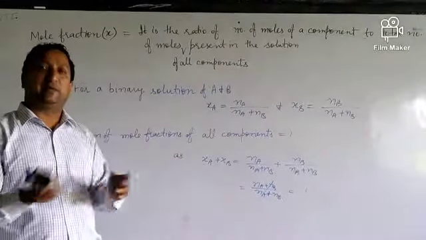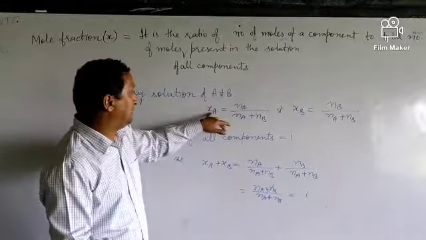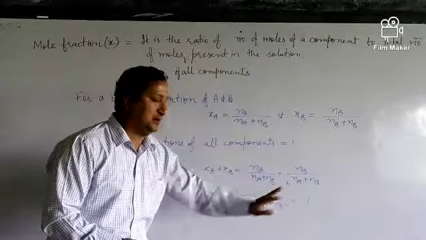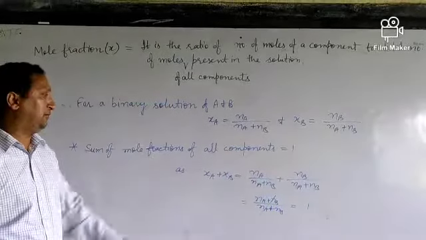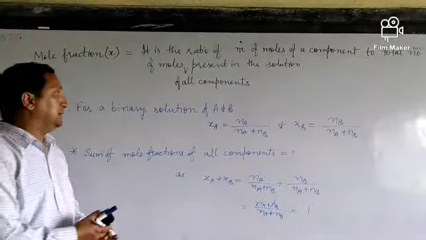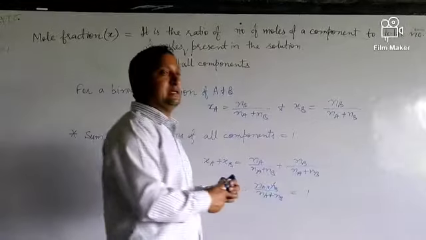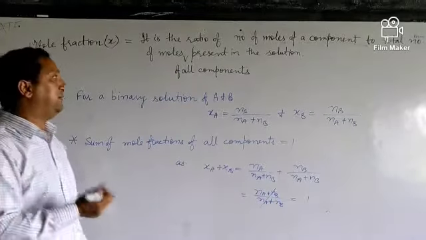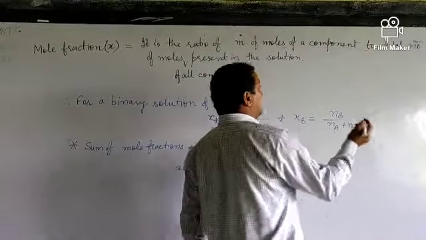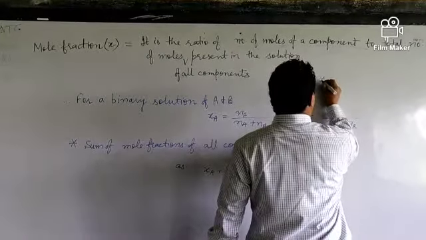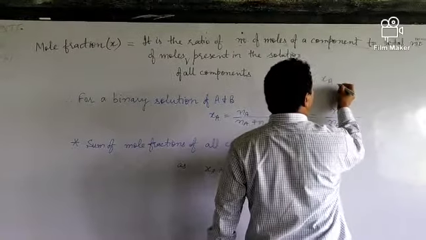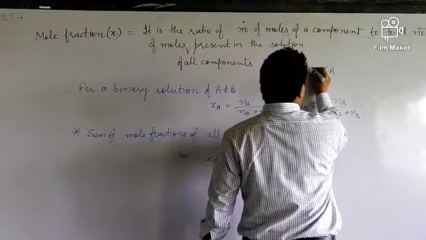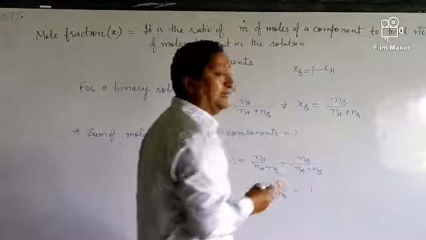So now how it is 1? You can just add them. Add XA plus XB. We have done that. Then what do you see? It is equal to 1. Very easy to find out. Okay. So if we know in a binary solution, if we know the mole fraction of one component, then you can easily find out the mole fraction of the other. That is, suppose we know the mole fraction of A, then XB is equal to 1 minus XA.